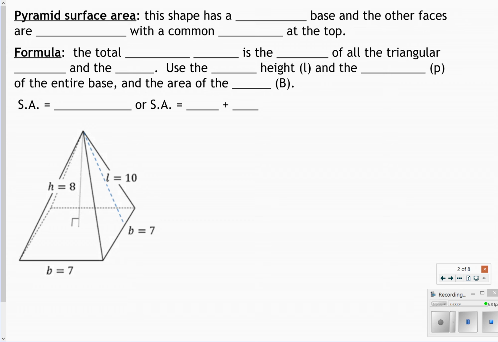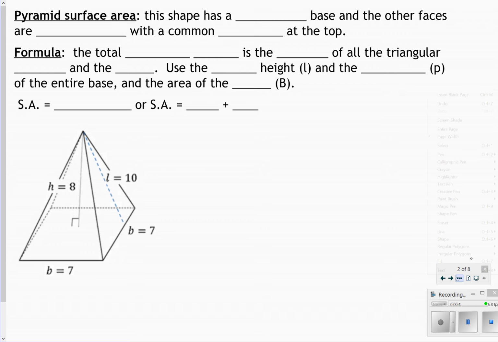Remember, surface area is when we are covering something up. Maybe we want to paint it or wrap it with paper, or we're building the structure. So we're talking about the outside parts that create this shape. Okay? So this particular pyramid has a square base. So we're going to fill that in.